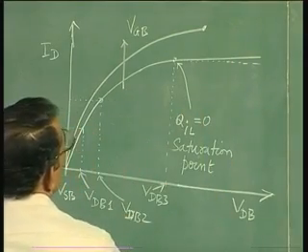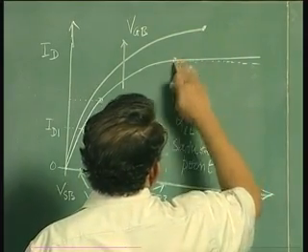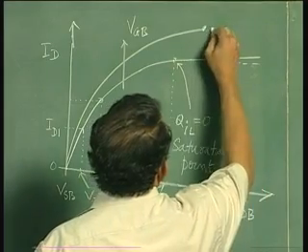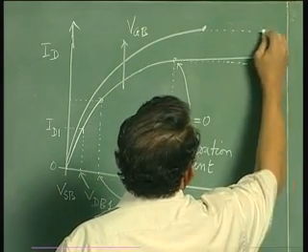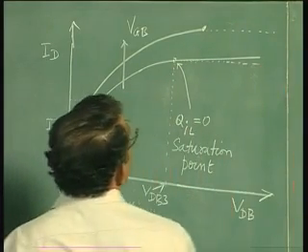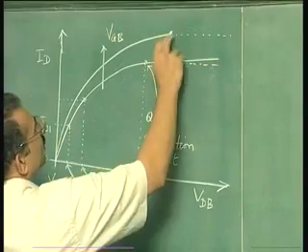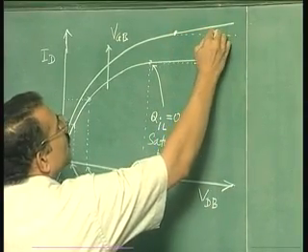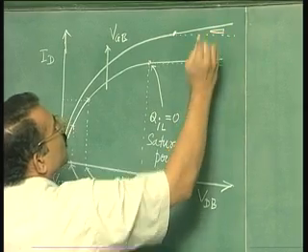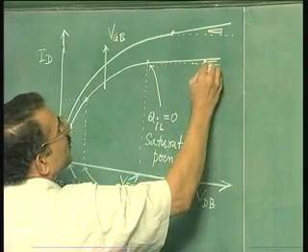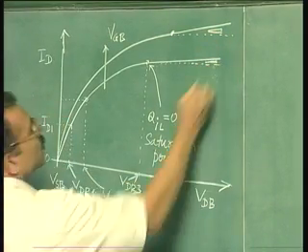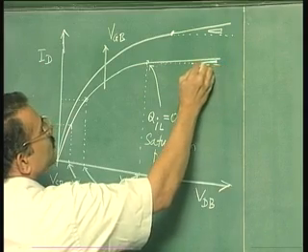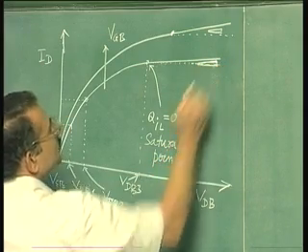Now what happens to the slope of the curve beyond saturation? When we derive the equation, it will be clear that for a higher value of current the slope also will be more. So this slope here is more than this slope here for this curve. Okay.